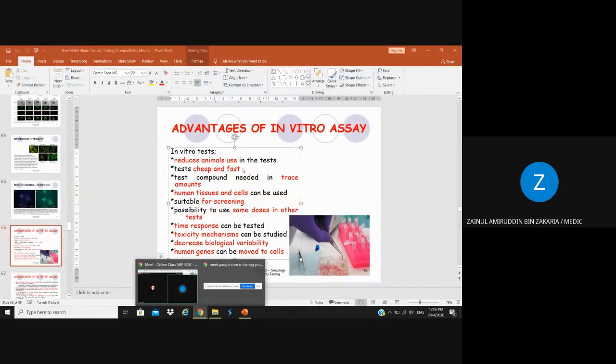Cheap means there are certain kits, you know, kits that the solution or certain chemicals that you need to buy. Some if you buy in bulk, it is cheap lah. If you purchase one kit, one set, one box, for example, then it will be a bit expensive. Okay, if you buy in bulk, then it will be cheap. And fast depends on the facility available in the lab.